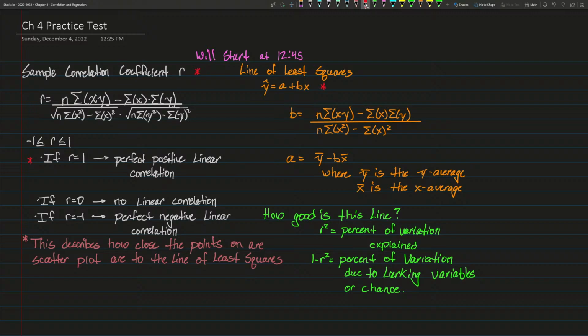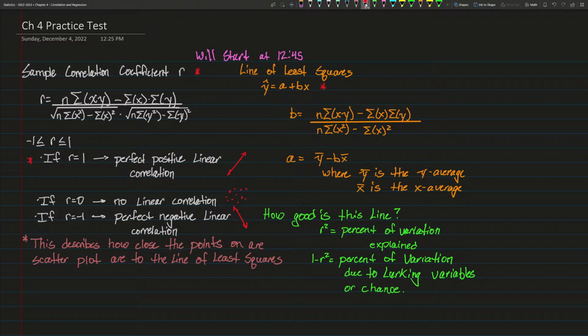So if we just kind of draw that, if R equals 1, all of our points lie on a line. If R equals 0, they're kind of all over the place, so there's no linear correlation. And then if R equals -1, it's got a negative slope, and they're all on that line. Okay, so that's telling us how close our data points are to a line. Then we have to find the line of least squares.